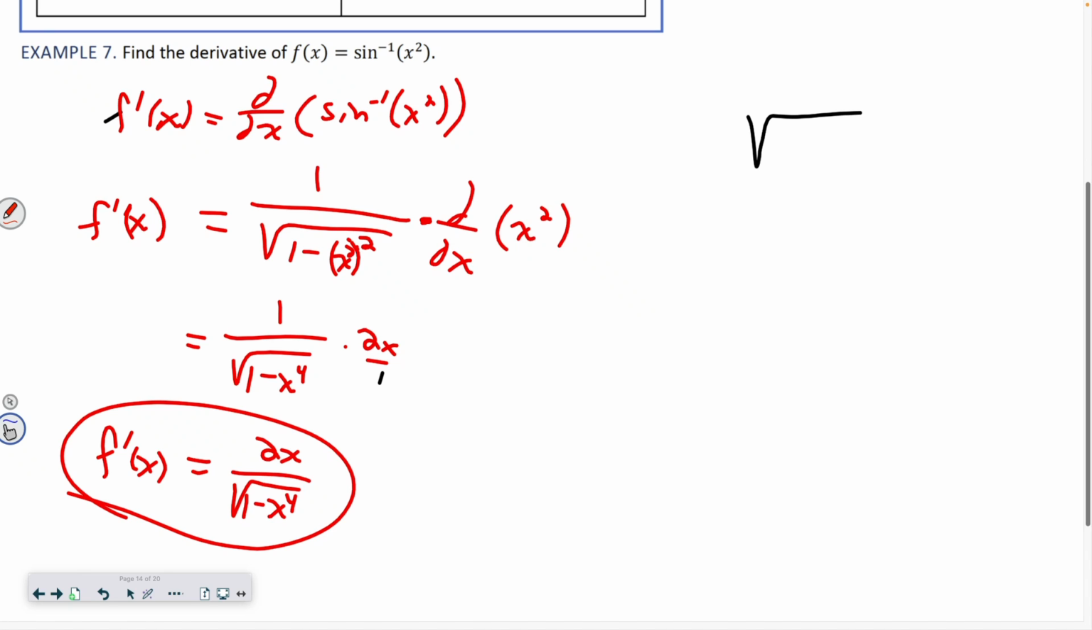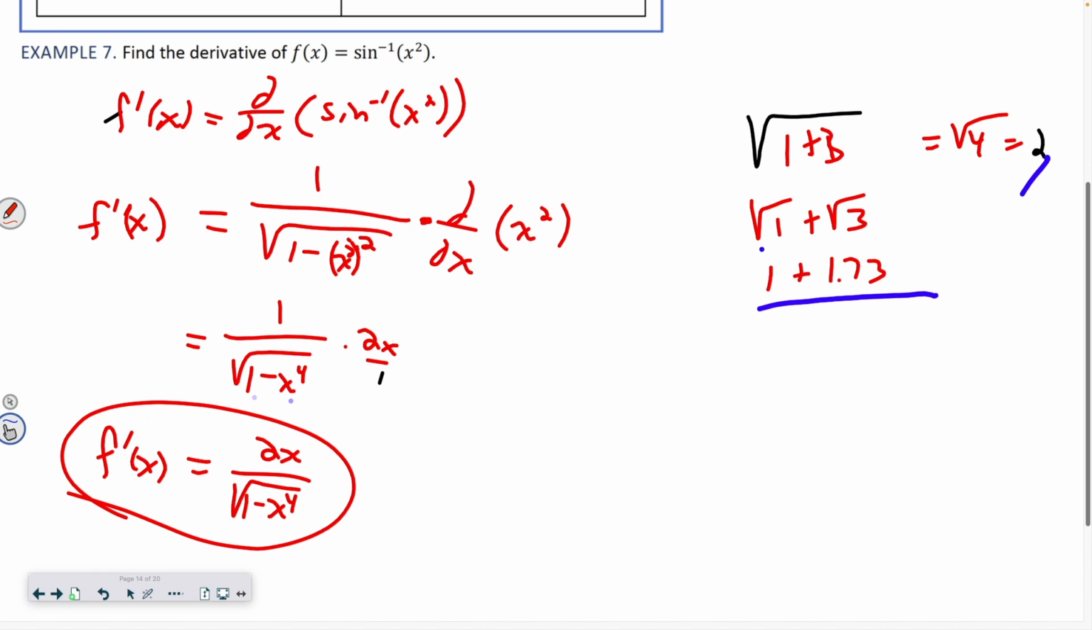The square root of 1 plus 3, can we agree is the square root of 4, which is 2? And the square root of 1 plus the square root of 3, that's essentially what you guys are trying to do. You're trying to take the square root of each individual piece. And you cannot do this. This is going to be 1 plus 1.73 or something like that. Is that going to equal 2?